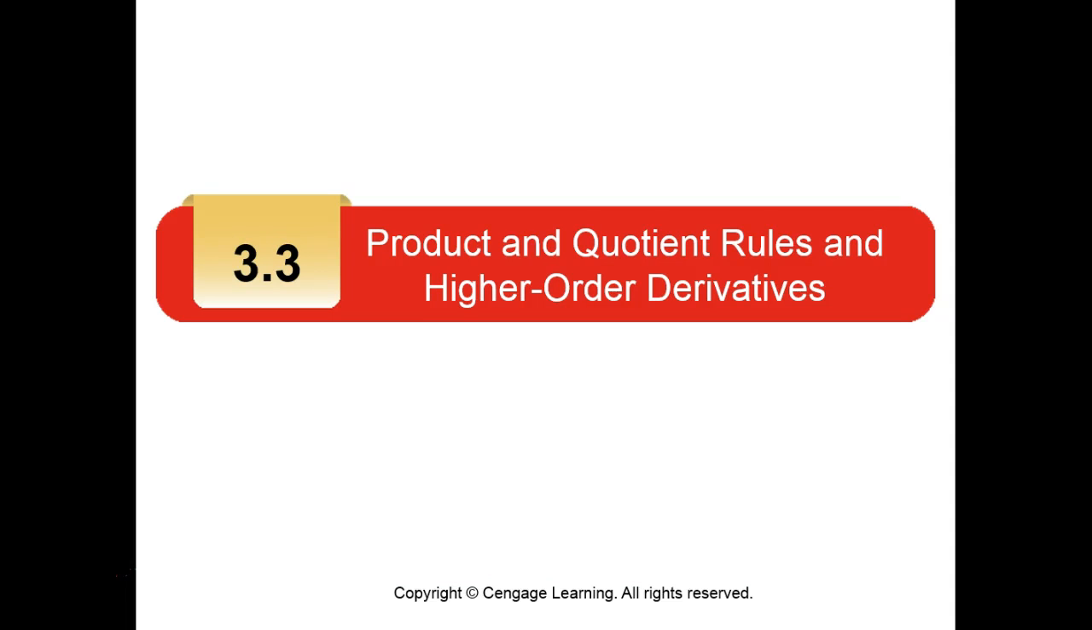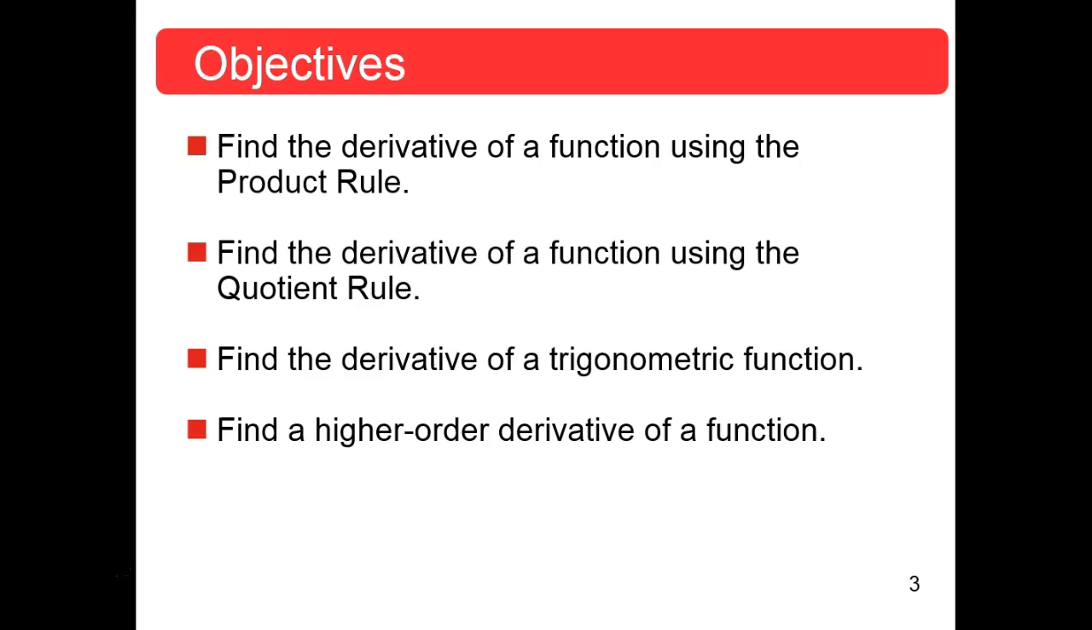3.3 is product and quotient rules, and then higher order derivatives. Okay? Our objectives here then will be: find the derivative of a function using the product rule, find the derivative of a function using the quotient rule, find the derivative of a trigonometric function. That's probably not in your section. That will be in 5 somewhere. And find higher order derivatives of the function. That probably should be in this corresponding section that you have. Okay. So let's start with the product rule.